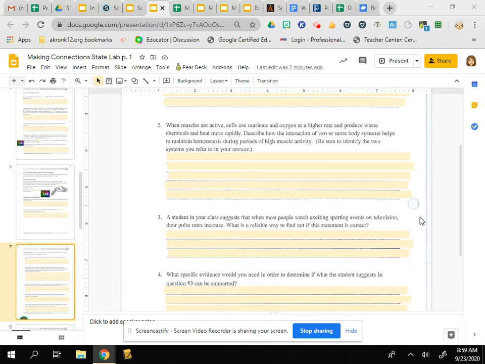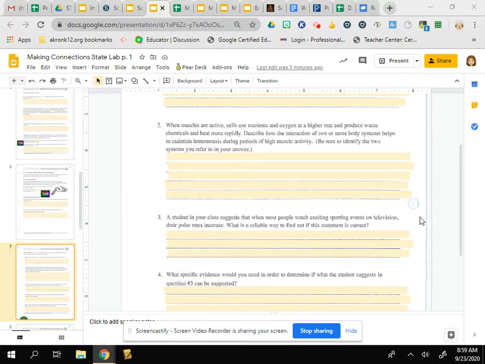So you want to think about 2 other body systems that interact to help maintain homeostasis during periods of high muscle activity. I want you to think for a second. What other systems are helping maintain homeostasis? Remember, homeostasis is making sure that all the different nutrients and levels and things are staying balanced in your body. So what other systems are helping you with that when you're exercising?